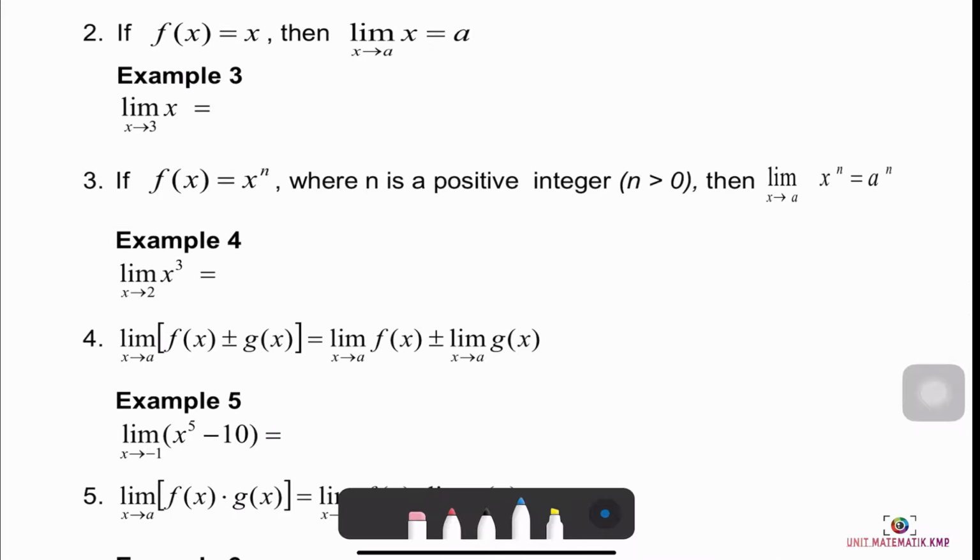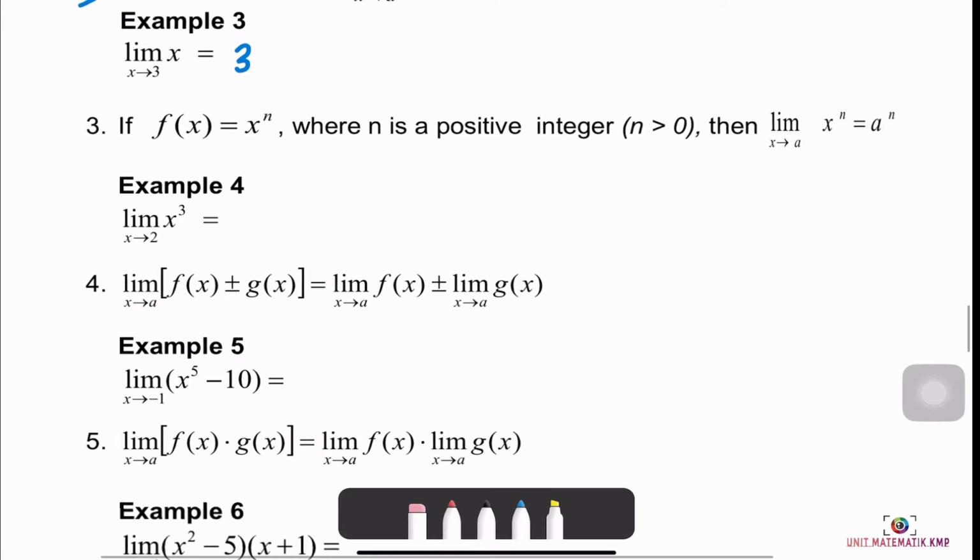For property number 2, we have if f(x) equals x, then limit x when x approaches a equals a. So for the example here, we have limit x when x approaches 3, and the answer is straight away 3. That is property number 2.